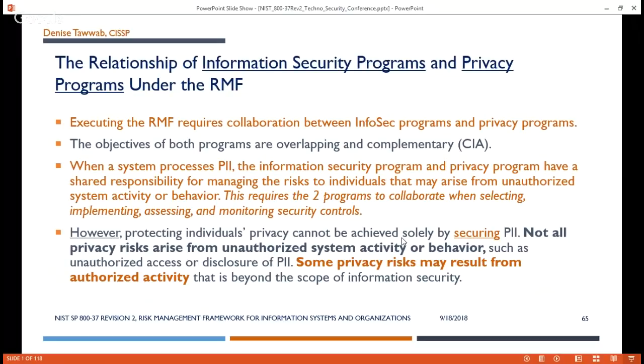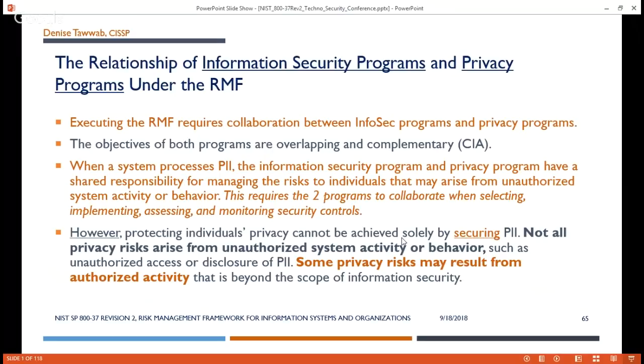Okay, the relationship of information security programs and privacy programs under the risk management framework. Executing the risk management framework requires collaboration between info security and privacy programs. The objectives of both programs are overlapping and complementary. They're both looking at CIA. When a system processes PII, the information security program and the privacy program have a shared responsibility for managing the risks to people that may arise from unauthorized system activity or from behavior. So this requires that the two programs collaborate when selecting, implementing, assessing, and monitoring security controls.